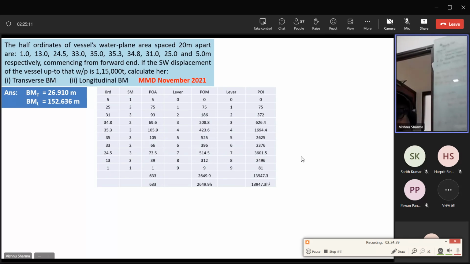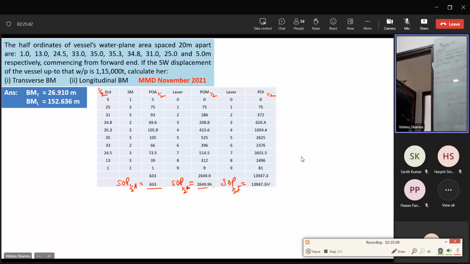Here are the calculations for this. This is half ordinate. This will be half area. This will be the product of half moment and product of inertia of half inertia. This is SOP half area. This is SOP half moment. This is SOP half inertia.